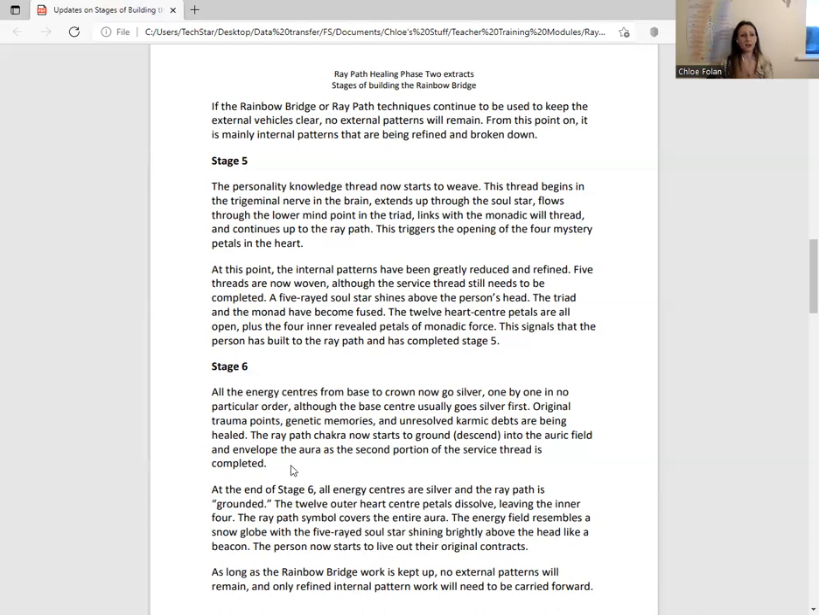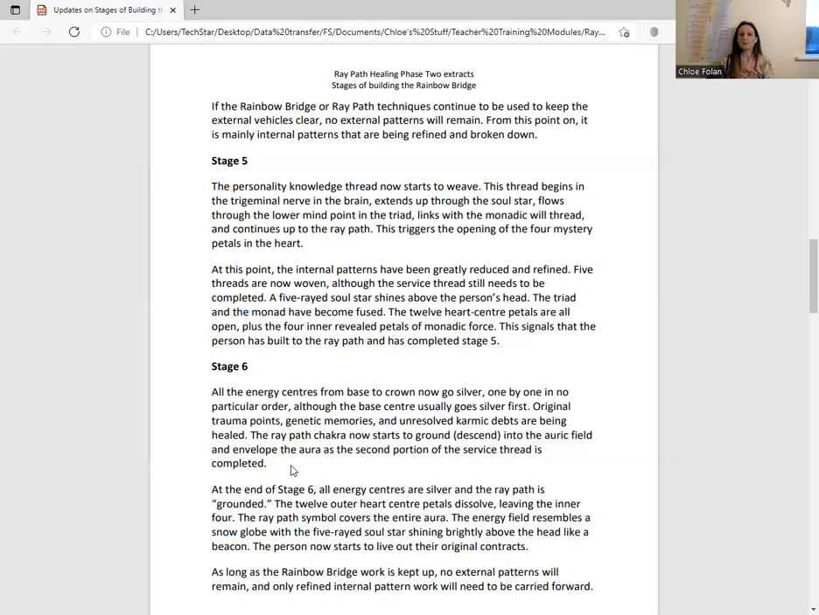And at this point as well, whether it's Rainbow Bridge or Ray Path, there are no atypical internal patterns left at all. It becomes about the continued transformation of the chakras going secondary. The chakras start to go secondary, coming back to stage 4. So at the end of stage 4, the base, sacral, and solar plexus are secondary, but the other chakras are not. They're still going secondary.